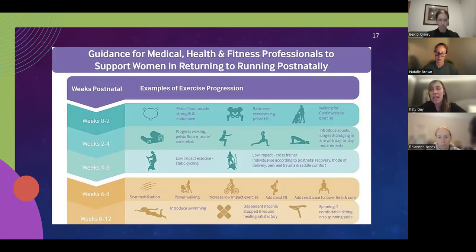Sometimes in the news we celebrate people who come back within 6 weeks and have run a marathon, but strictly speaking, for most of us, that's not a normal thing to do. They have had loads of support around them. It's about taking it easy and doing what your body is allowing you to do.